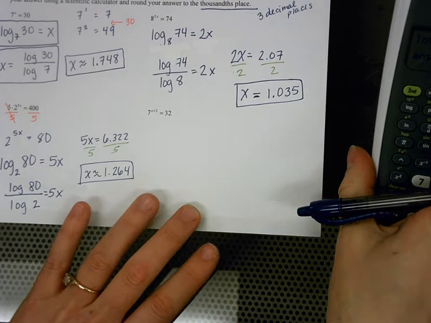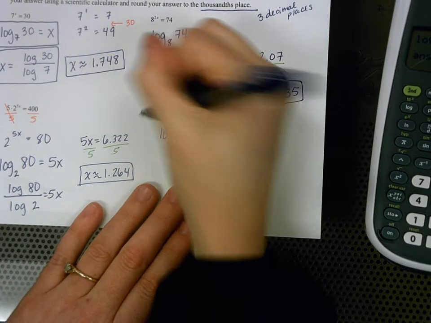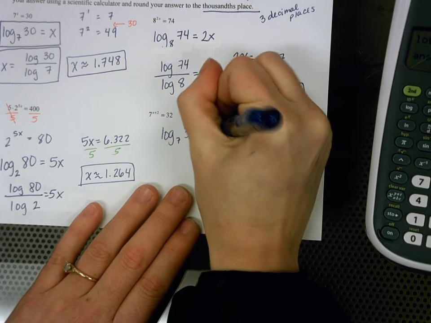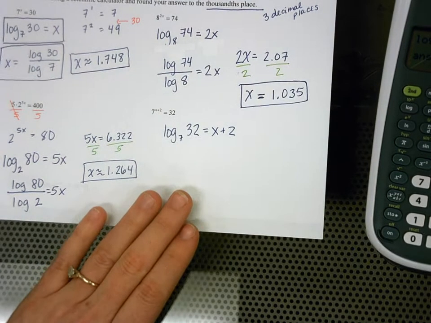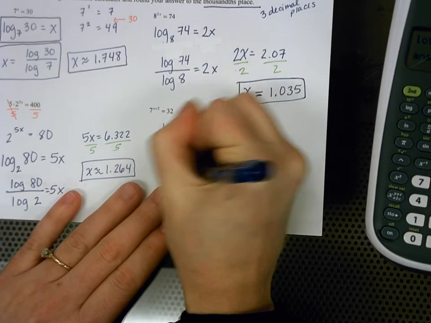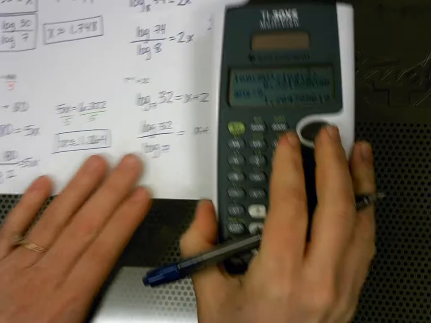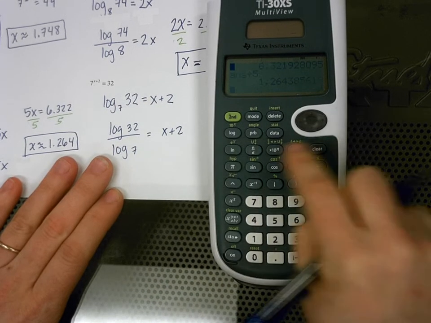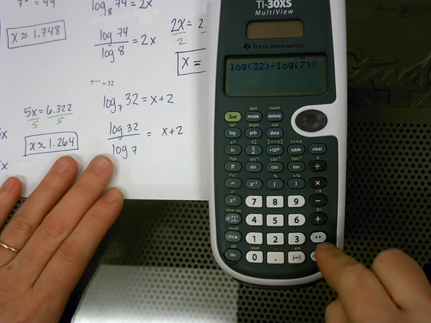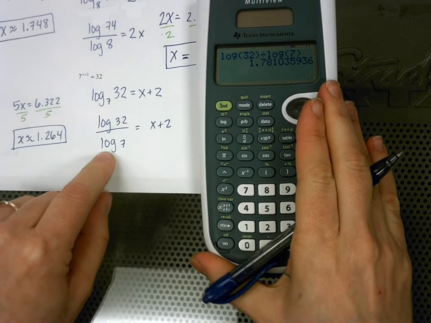All right, next one, log. My base is that number that's being raised to an exponent. Log base 7 of your answer equals your exponent. And right now my exponent is x plus 2. We're going to rewrite this as log of 32 over log of 7. And then we're going to do log of 32 divided by log of 7. And at the end, we're going to subtract 2 because I'm going to move this 2 to the other side.